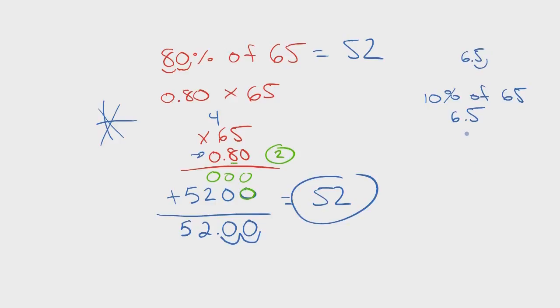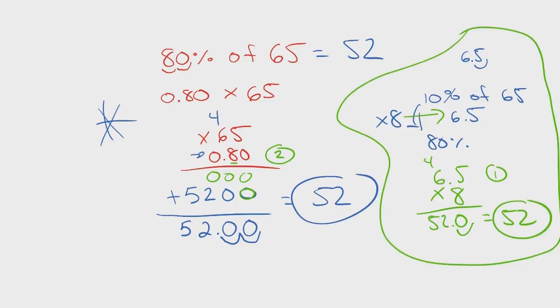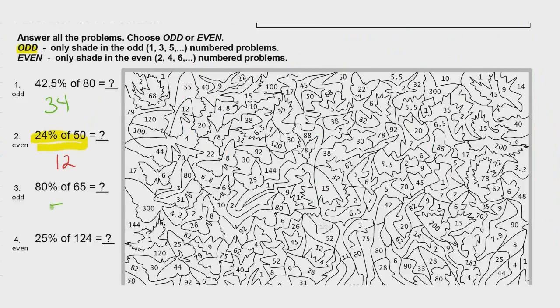And then since you have 6.5, you just ask yourself, how much do I multiply the 10% by to get to 80%? Well, you times it by 8, which means you would times this 6.5 by 8. So you get 8 times 6.5. You have 1 space for the decimal. 8 times 5 is 40, carry the 4. 8 times 6 is 48, plus 4 is 52. And I put the 1 space back in, and I get 52. This is another shortcut way of solving the problem. So we come back over here, and I put the answer is 52.